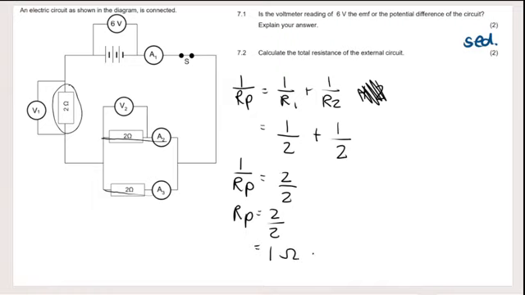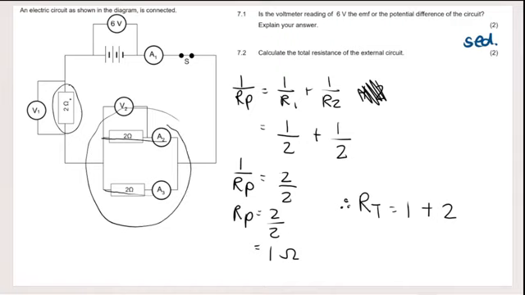So RP is also 2 over 2, which is 1 ohm. But that's not your answer. That's your parallel resistance. So therefore, your total resistance is your parallel resistance, which is 1 ohm, plus your resistance in series, which is 2 ohms. So this has a resistance of 1 ohm plus that 2 ohm over there. So my total resistance is 3 ohms. You need to put your unit or I'm not going to give you your mark.